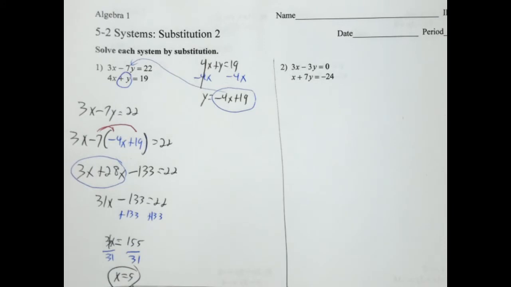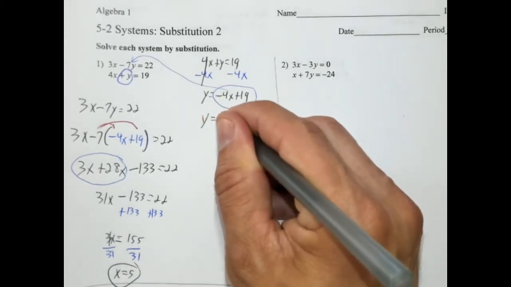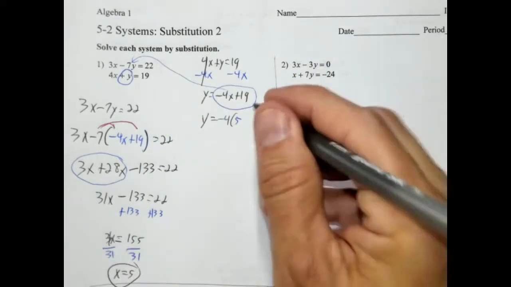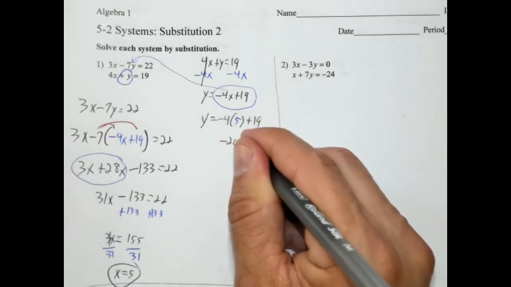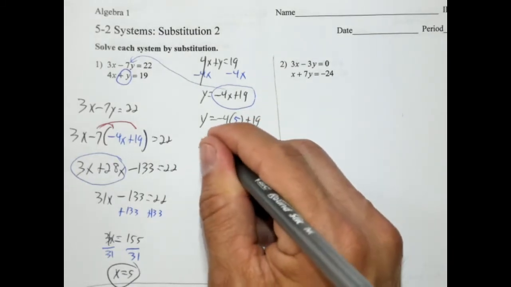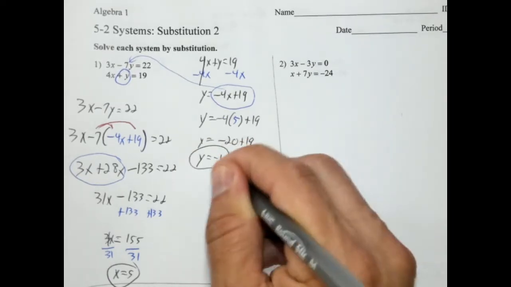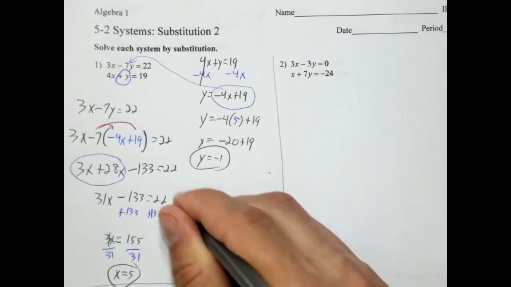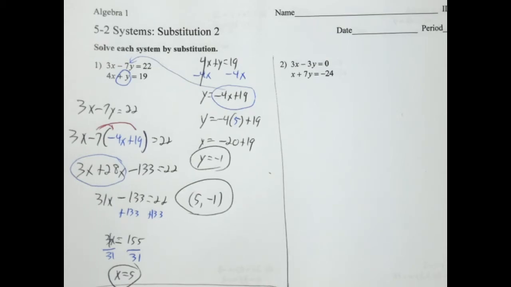Okay, so now we're going to plug our x value in up here to find y. So we're going to say y is equal to negative 4 parentheses 5. That's our x value. Plus 19. So negative 4 times 5 is negative 20 plus 19. And negative 20 plus 19 is negative 1. So it's 5 comma negative 1. And that's it. So it's just a little bit of added work compared to the exercises we did yesterday. Let's go ahead and continue on here.